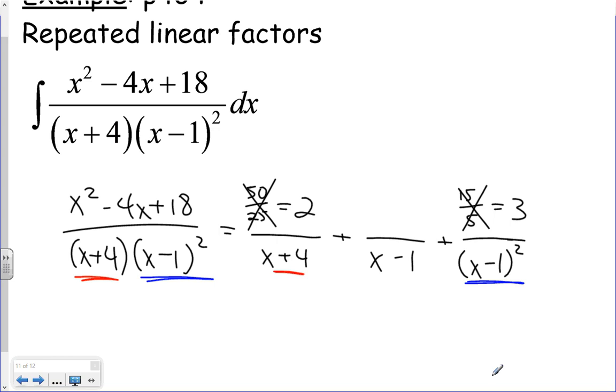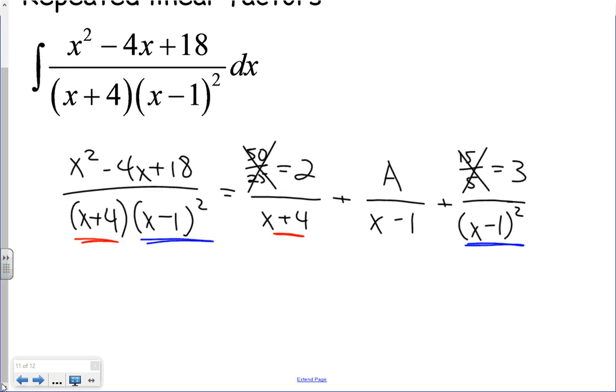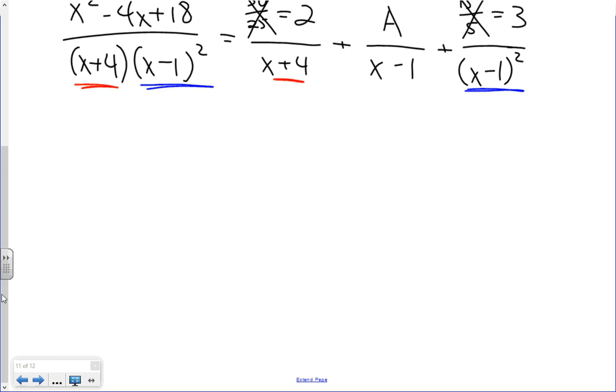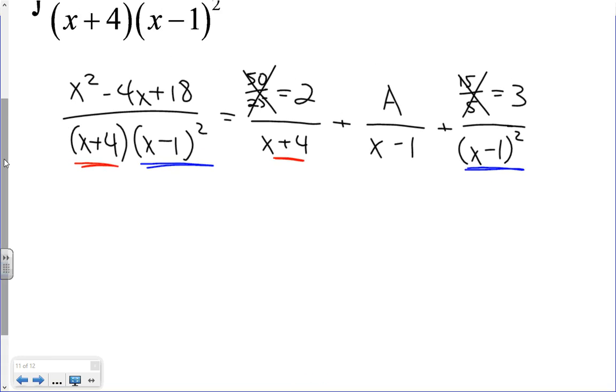Now I've got to find out one unknown here. I still don't know what this value is right here. I'm going to call it a. Unfortunately, this requires that algebraic technique in order to come up with that a. But the good news is we only have one unknown. So let's go ahead and use that algebraic technique. We're going to multiply by this denominator. Remember, that's how we get rid of the whole fraction here. All the fractions will be gone.